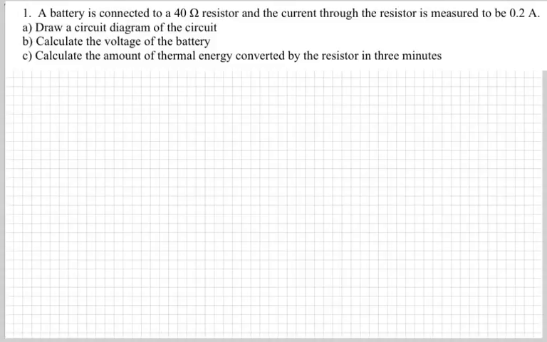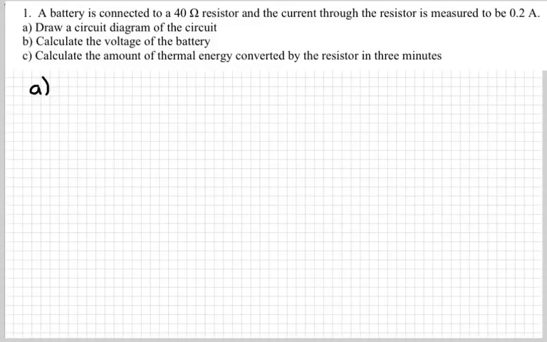So the first example that we have is a random battery connected to a 40 ohm resistor. Remember that this symbol is pronounced ohm. And the current through the resistor is measured to be 0.2 amperes, or here in America we might just say amps. And we're asked to do a couple things with this. We're asked first of all to draw a circuit diagram.